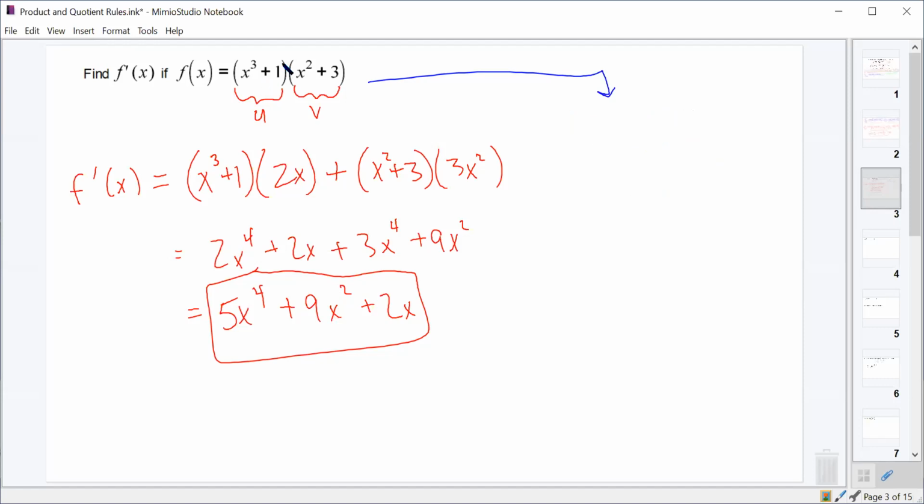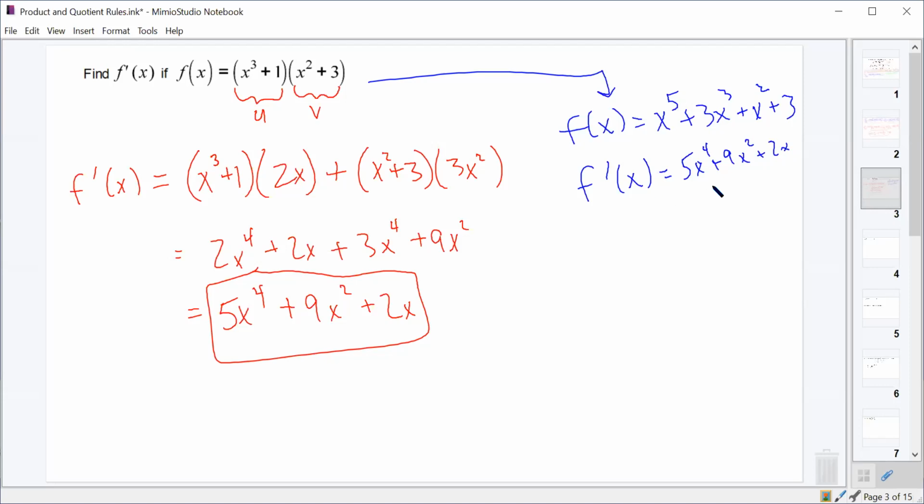We could distribute this all out, couldn't we? If we wanted to find it, f of x would equal what? If we distributed it all out. x to the fifth plus 3x cubed plus x squared plus 3. And what does the derivative equal if I take the derivative of this? It should be 5x to the fourth plus 9x squared plus 2x, which is exactly what we got over here, right? So if we distribute it out and take the derivative, we get the same thing as if we use the product rule. Everybody good with that?